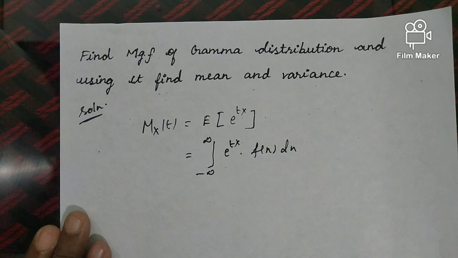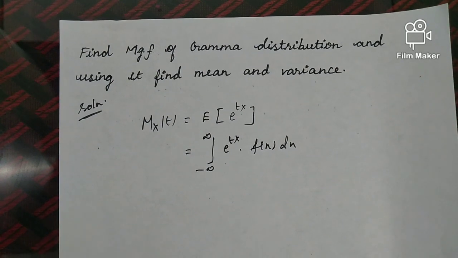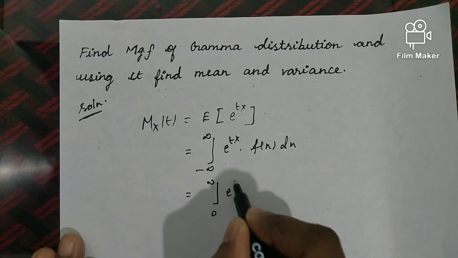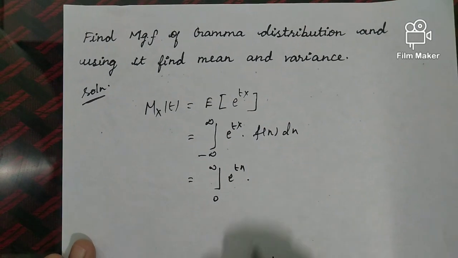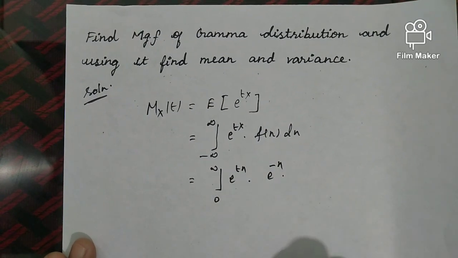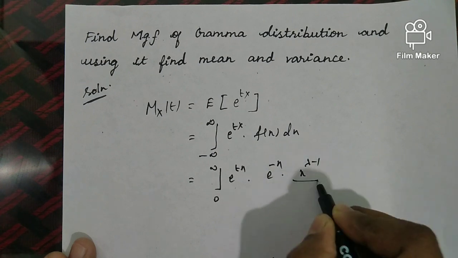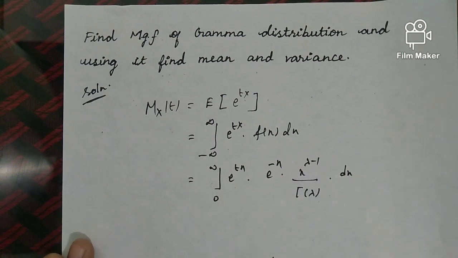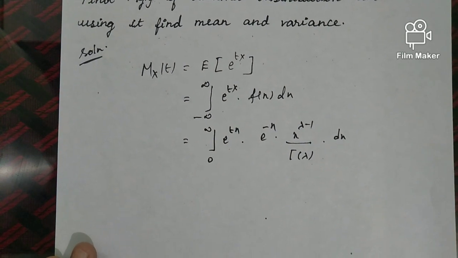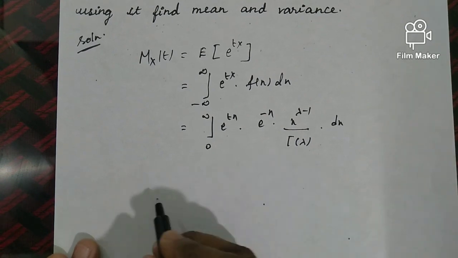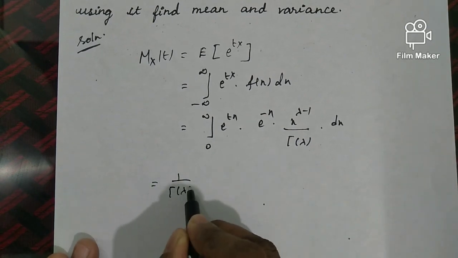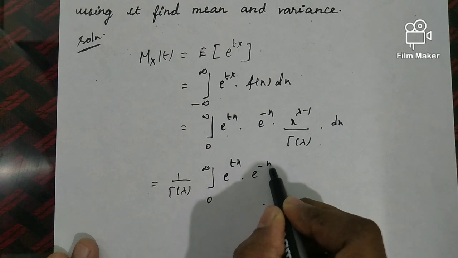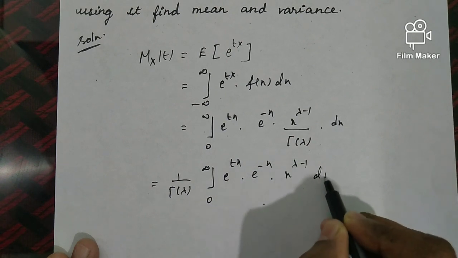Okay. Here our f of x is nothing but the gamma distribution. What is our gamma distribution? Integral 0 to infinity e power tx, and the gamma distribution definition is e power minus x into x power lambda minus 1 divided by gamma of lambda into dx. This is the definition for f of x. Now, integration with respect to x, so we can take gamma of lambda outside. So, 1 by gamma of lambda into integral 0 to infinity e power tx e power minus x, x power lambda minus 1 into dx.